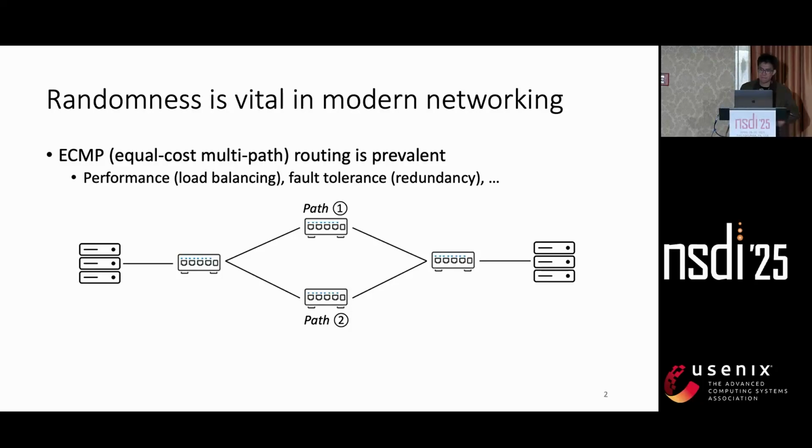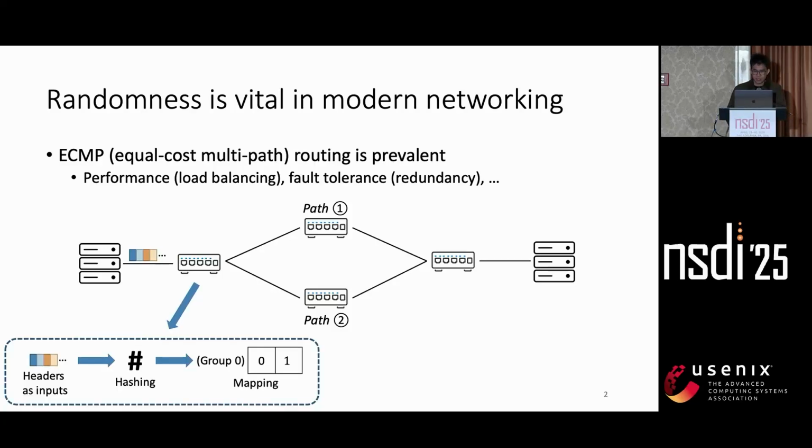There are two paths. Let's say that packets are sent from the servers on the left. At the left switch, all the packets will go through the ECMP process. Specifically, some of their headers will be input to a hash function, and the hash output will be used for the mapping stage. Here, a port will be selected, and then the packet will be assigned to either path. Ideally, each path has the same load.